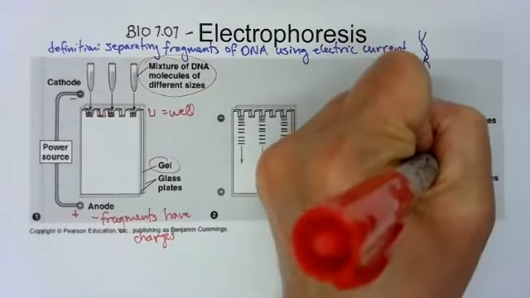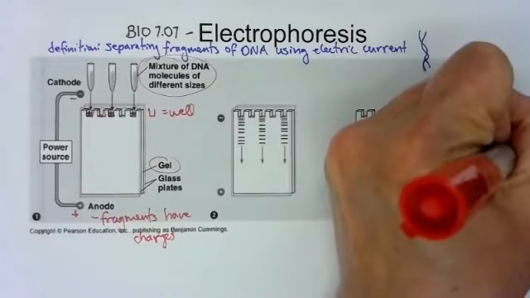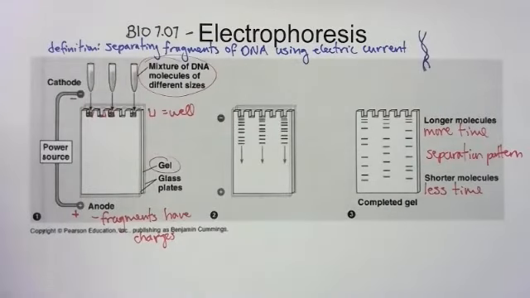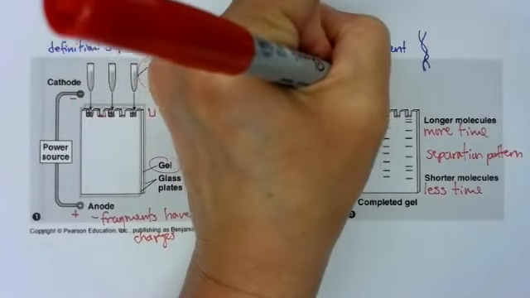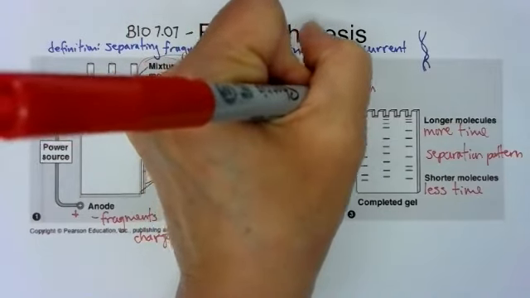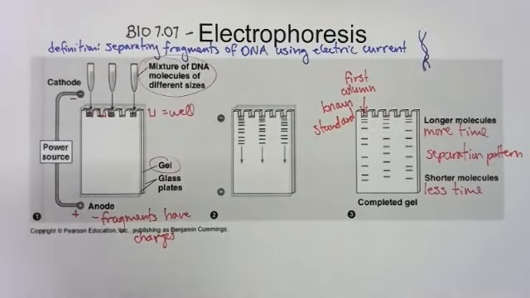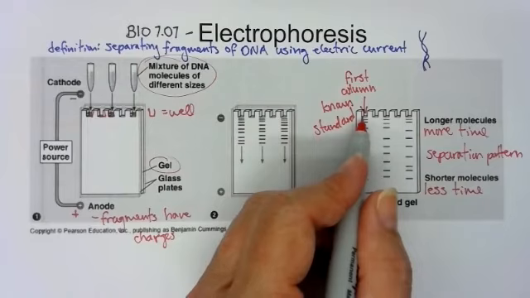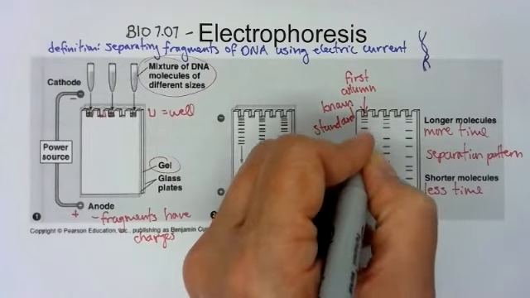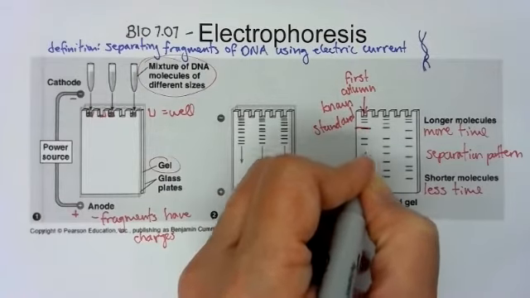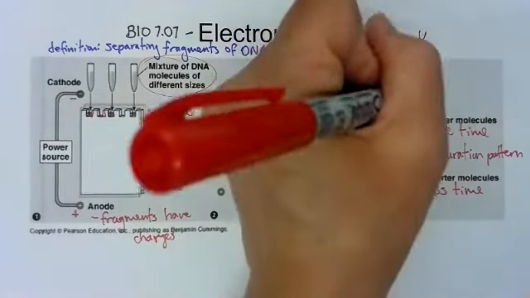And it creates a separation pattern. Usually what we'll do is make this first column what's called a known or a standard. So the first column is a known or a standard. We know what fragments it has, and we can measure and say, okay, fragment X goes to this point, fragment Y goes to this point, and fragment Z goes to that point. And we can use that to compare them. We put unknowns here.